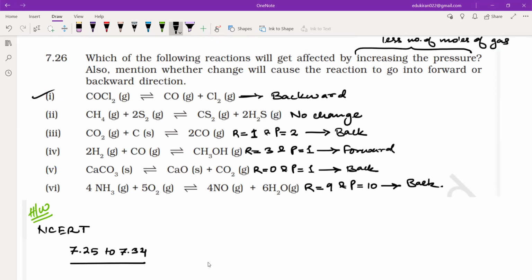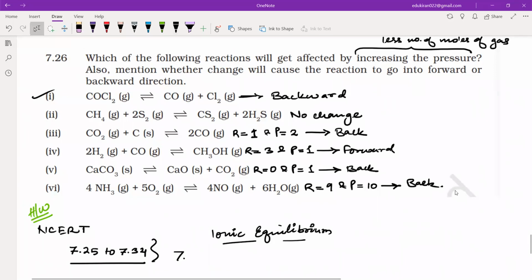And then tomorrow we will start ionic equilibrium. If you finish up to 7.34, then we are exactly at about half of the chapter. There are 7.73 questions. Then you can at least remove 3 questions because they will be out of the syllabus for this term.